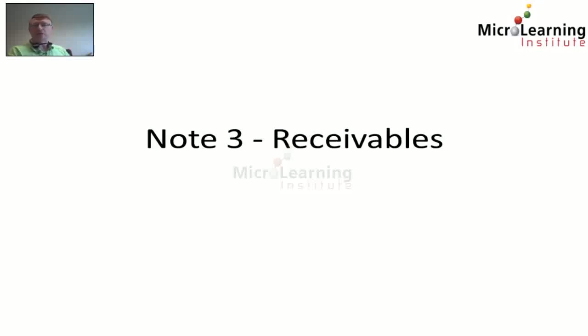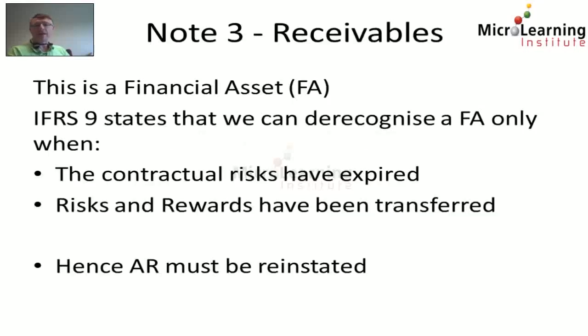Now let's move to Note 3, receivables. Okay, and again, Note 3, this is a financial asset because of course it is a contractual entitlement to receive cash. And IFRS 9 says that we can derecognize a financial asset only when the contractual rights have expired or the risks and rewards have been transferred. So therefore, in this case, we have not done this for the accounts receivable in Note 3, so consequently the accounts receivable that we've derecognized must be reinstated.